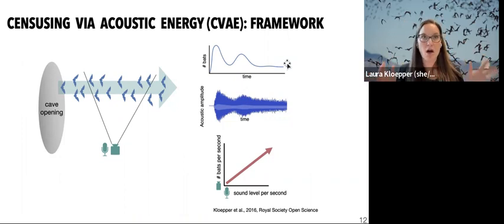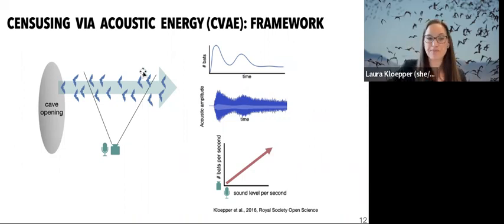So if you take this long emergence and then you break it up into discrete time windows. In our case, for the first stab at this in the publication, we did 1 second time windows. The theory is that there should be a relationship between the number of bats leaving in a given time window and the sound level in that same time window, okay?